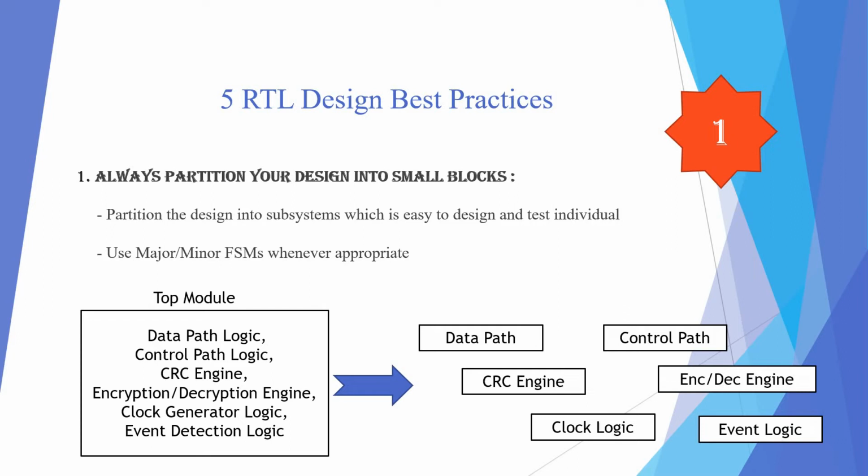So for example, here the data path logic, try to design, try to code the data path logic individually. Likewise, try to code the control path, CRC engine, encryption or decryption engine, clock generator logic and event generation or detection logic, and then at top level integrate them all together to basically design your complete system. So this is the RTL design first best practice you must follow.